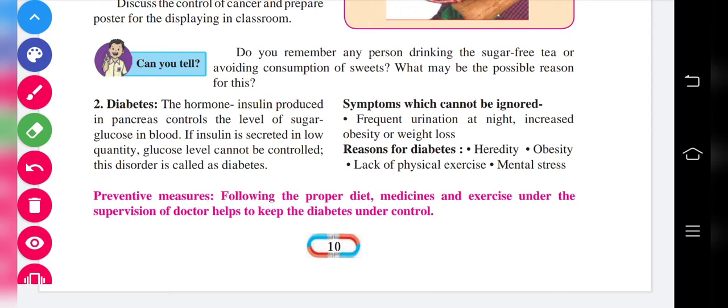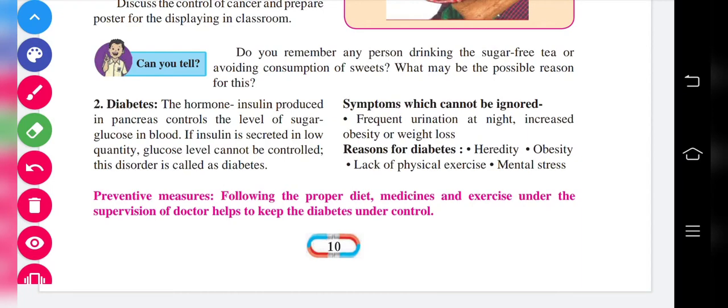Reasons for diabetes: heredity, obesity, lack of physical exercise, and mental stress. Heredity means the disease comes from parent to offspring. If anyone in the parent generation suffers from diabetes, there is a possibility that the child will also suffer from diabetes, a possibility, not a surety.